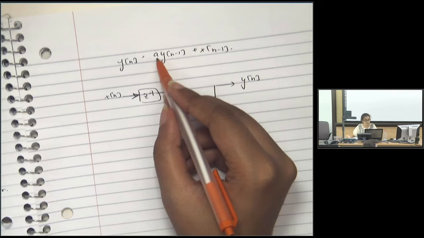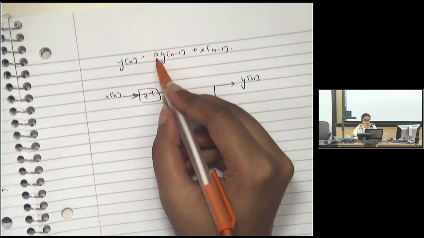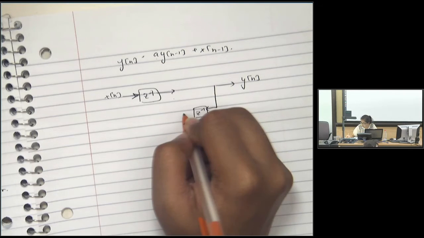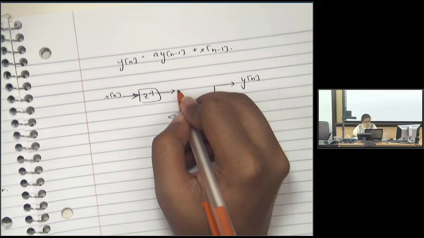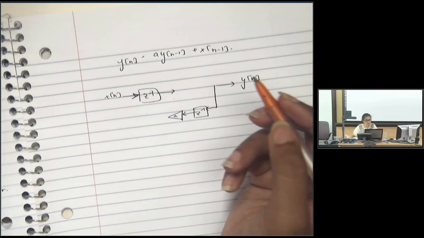Also, it is multiplied with a. A is just a gain, it's a scalar. All right, so now it's multiplied with a, and both of these are now added together.